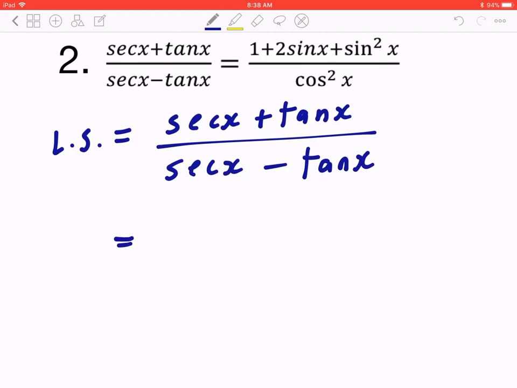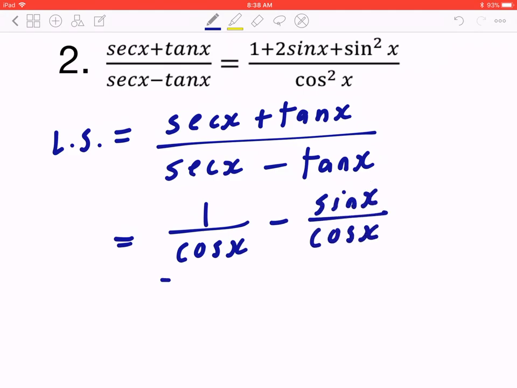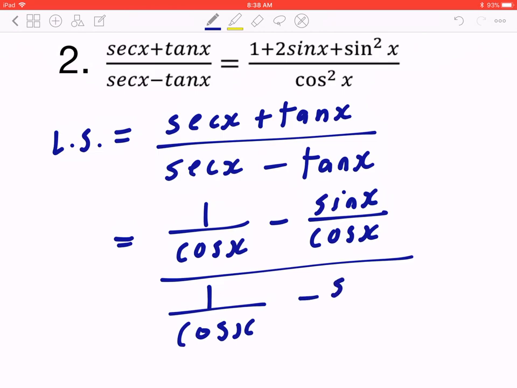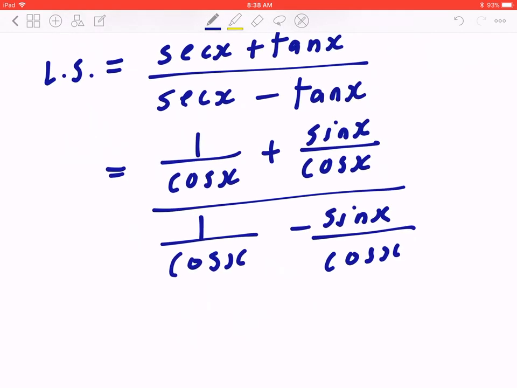So secant x is the same as 1 over cosine x. And of course, tan x is sine x over cosine x. Likewise, if you look at the denominator, that's going to be 1 over cosine x minus sine x over cosine x. That's a plus sign. That was my mistake. I hope you were paying attention.